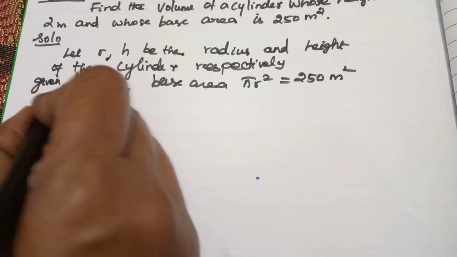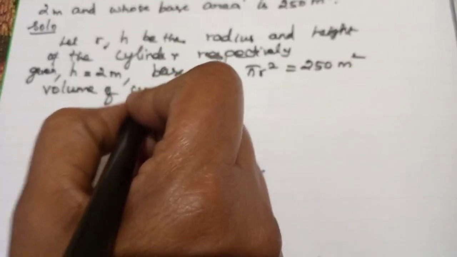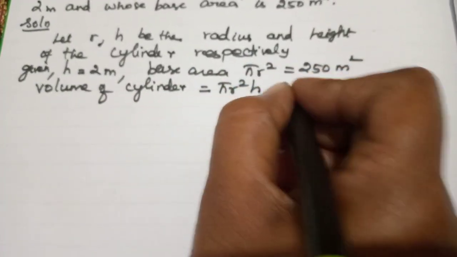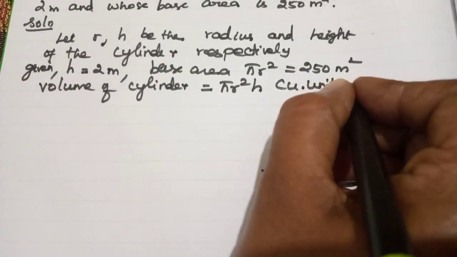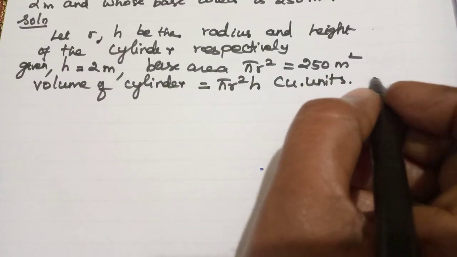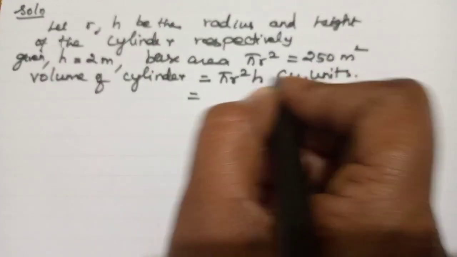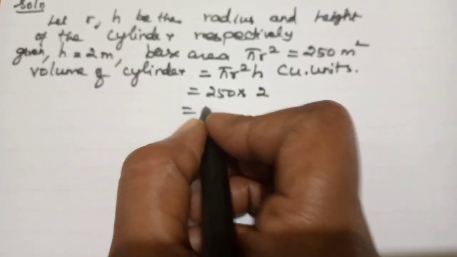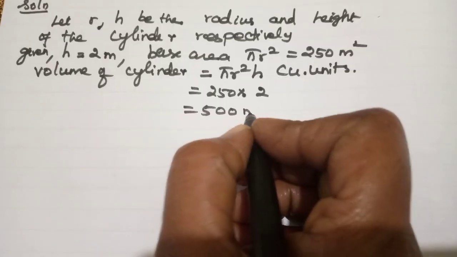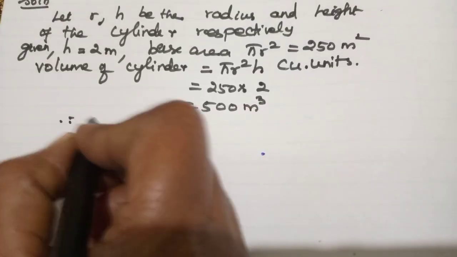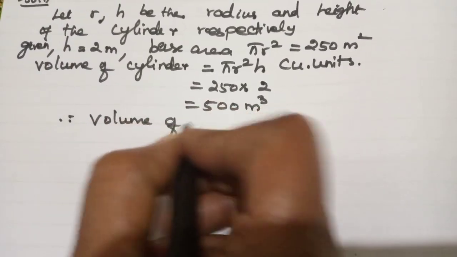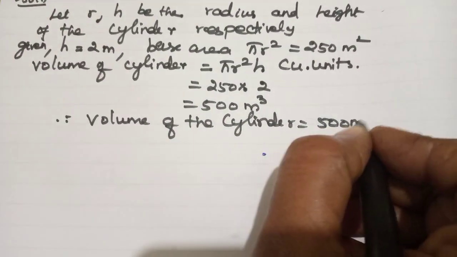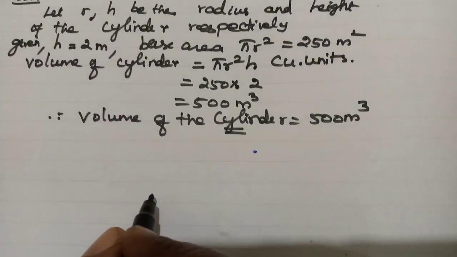Let us write the formula. Volume of cylinder, what formula I have given for you? Volume of cylinder equal to pi r square height cubic units. Volume is measured in cubic units. Now, what is the pi r square value? 250 into what is the height value? 2, which is equal to 500 meter cube. Understood students? Therefore, volume of the cylinder is equal to 500 meter cube.